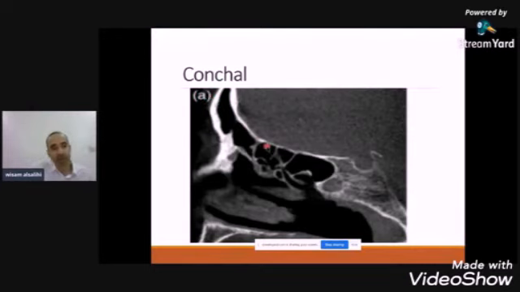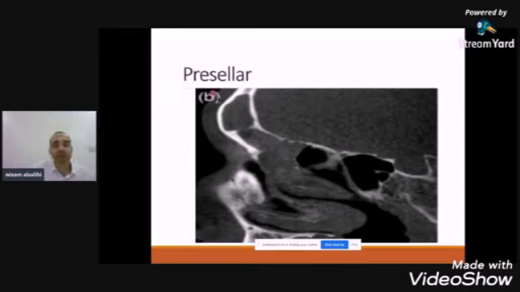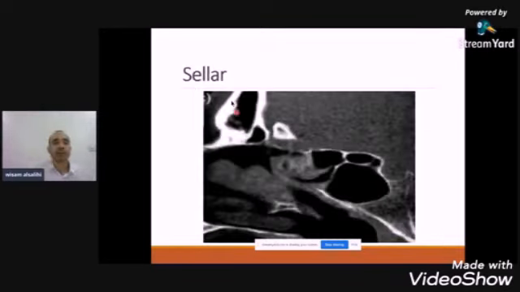This is the conchal type, the least common at 3 to 5%. There is no air at all in the sphenoid sinus, and the posterior wall of the sphenoid sinus is far anterior to the sella turcica. Type 2, the presellar sphenoid sinus: the posterior wall of the sinus lies at the anterior wall of the sella turcica. Sellar type: the posterior wall of the sinus lies at the posterior wall of the sella turcica.